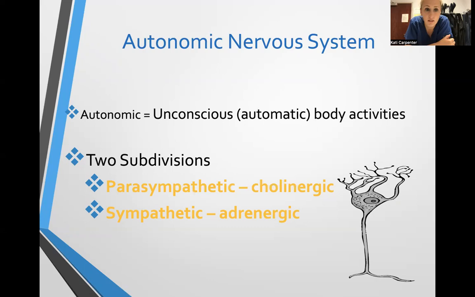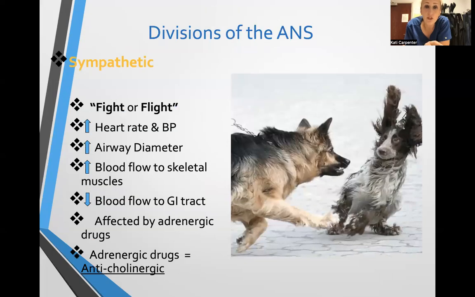Those two divisions are parasympathetic, which is also known as cholinergic, and sympathetic, which is known as adrenergic. And trust me, it's going to get even more confusing. So I suggest we write that down, because there are a lot of different terms just to describe one or the other of these two systems or subdivisions.